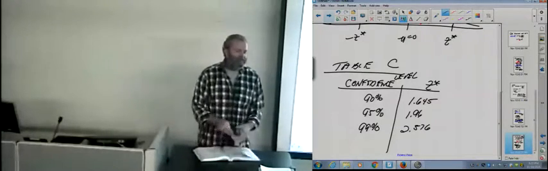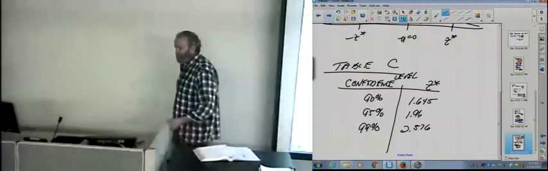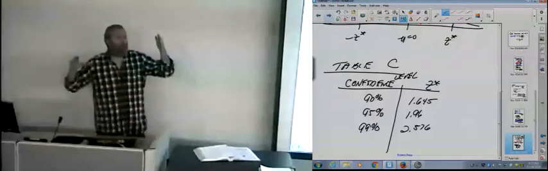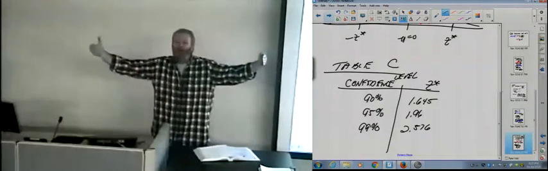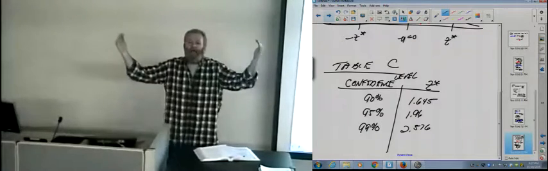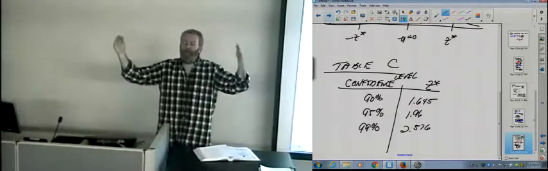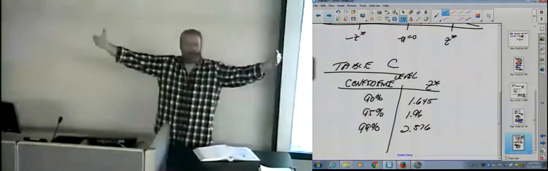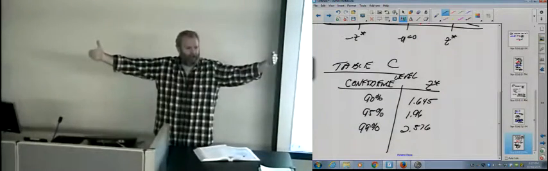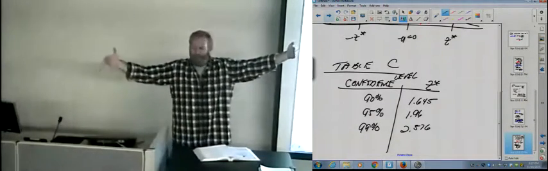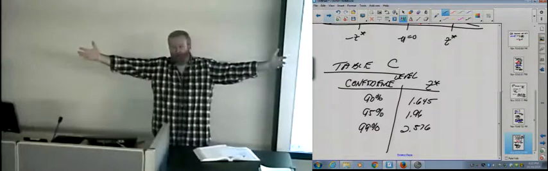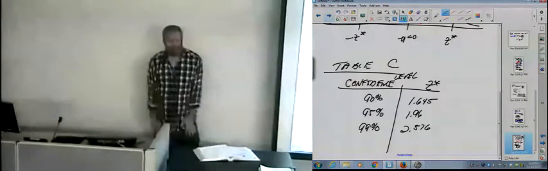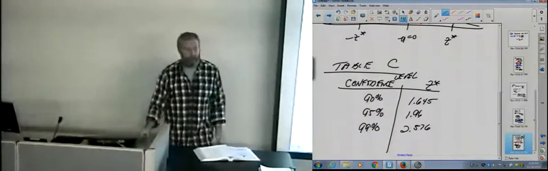So look, this is what this is telling me. If I go 1.645 standard deviations to the left, 1.645 standard deviations to the right, I'm going to capture the middle 90%. If I go 1.96, I'll capture the middle 95. If I go 2.576, I'll capture the middle 99%. Right? Now, here's what I'm going to do.